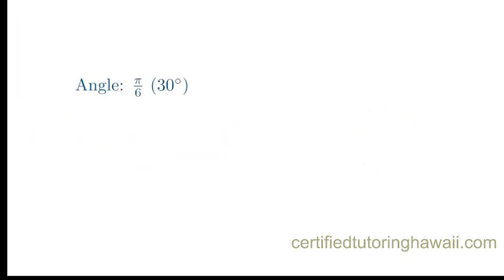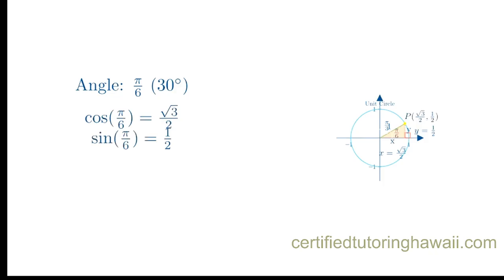What about pi over 6, or 30 degrees? Let's draw this angle on the unit circle. Dropping a perpendicular creates another 30-60-90 triangle. This time the angle at the origin is 30 degrees. The side opposite the 30-degree angle is our y-coordinate, so y is 1/2. The side opposite the 60-degree angle is our x-coordinate, which must be square root of 3 over 2. So, for the angle pi over 6, the coordinates are square root of 3 over 2, 1/2.